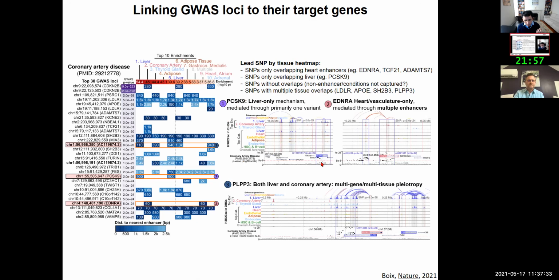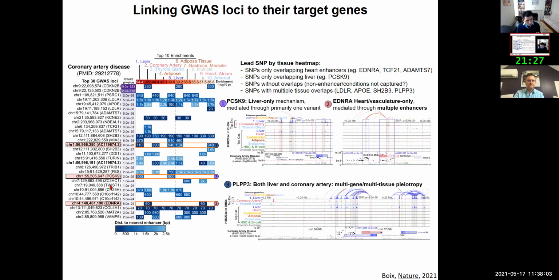And you can also see these visualizations which we have created for 30,000 SNPs in the genome, where you can see here the top SNP is in fact linked to the promoter of PCSK9 and predicted to act specifically in liver. Here's another example. In chromosome 4, this EDNRA genetic locus overlaps coronary artery and heart atrium, and indeed is linked to this EDNRA gene, which is active in the heart with heart-specific links.